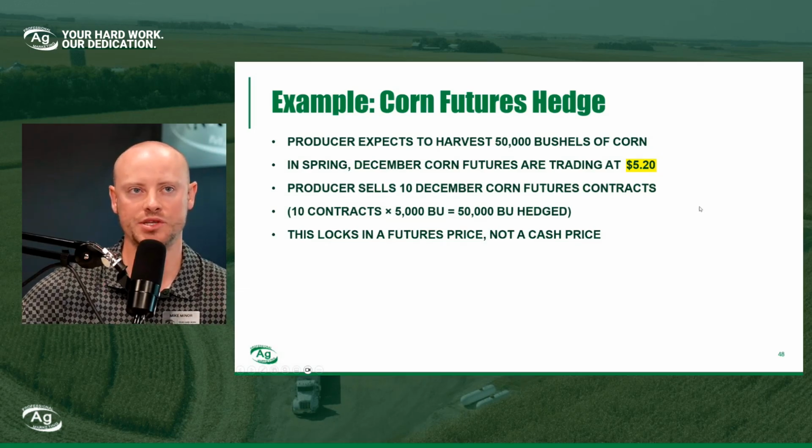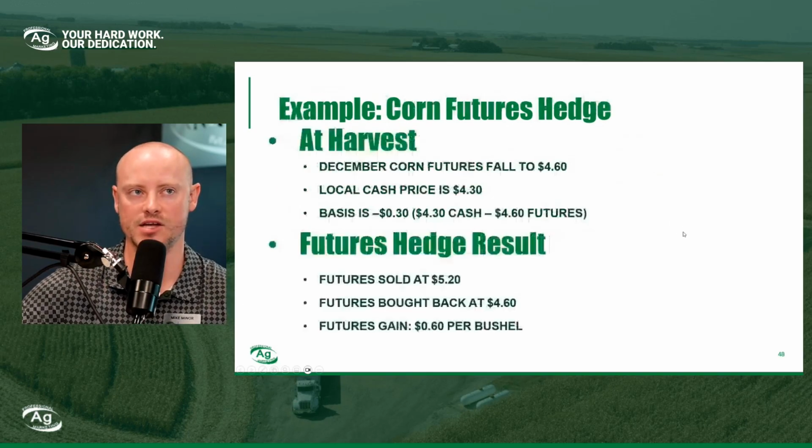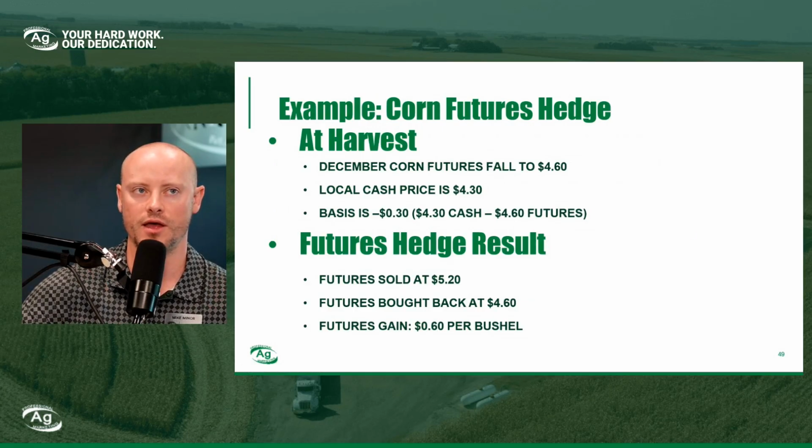So let's say I sold December corn at 520 on the board. Let's say we did 10 contracts at 50,000 bushels, which locks in a futures price, not a cash price. Let's say the price when we get to harvest is at 460 on December futures. So we fell a little bit. We saw a 60-cent decline in price.